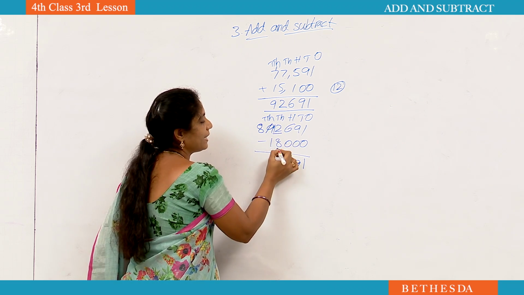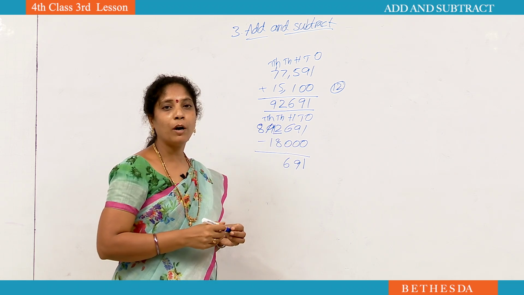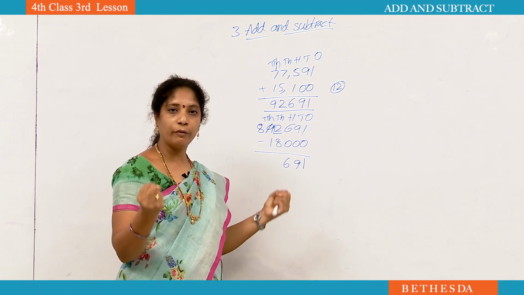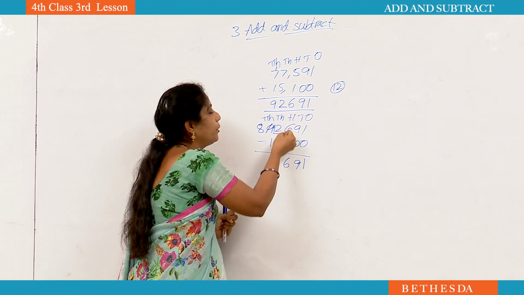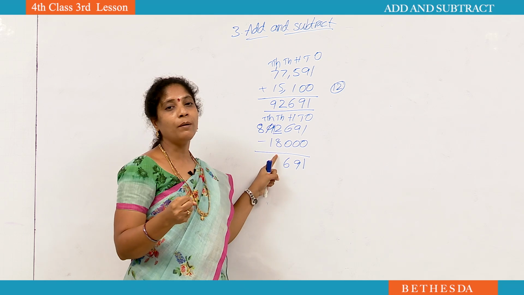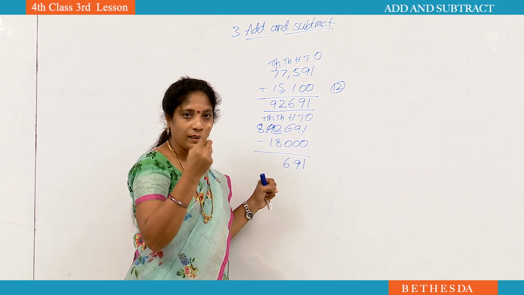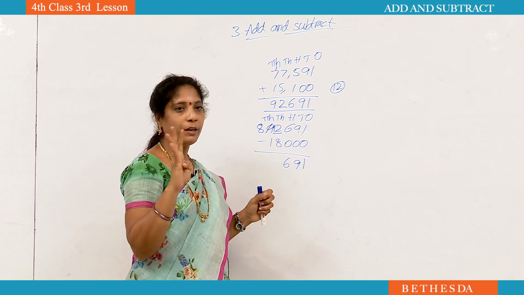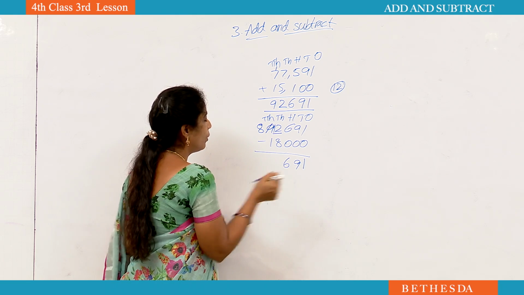Now 12 minus 8. While we are doing borrow, what should we do? We have to close all fingers and count from the down number to the up number. What is the down number? 8. 8, after that 9, 10, 11, 12. Now how many fingers do we open? 4. 4 is the answer.